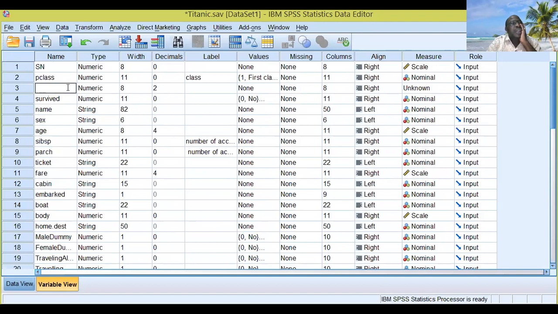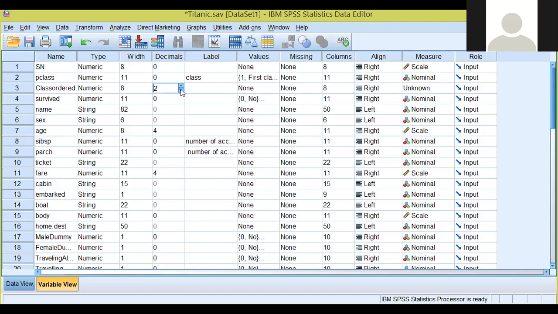You can call it class ordered. Type class ordered, no gap. Yes, ordered, the way you wrote it before. I want us to remove that decimal. Reduce the 2 decimals to 0.